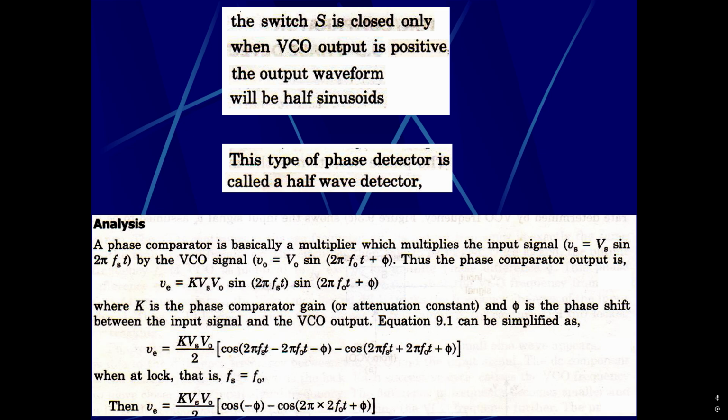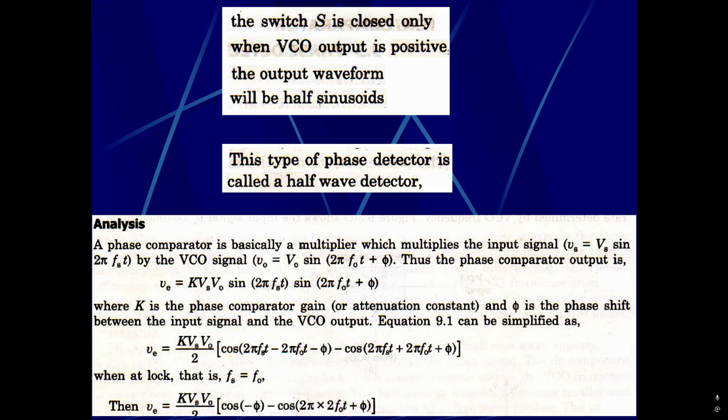Analysis. A phase comparator is basically a multiplier which multiplies the input signal Vs equal to Vs sin 2 pi Fs t by the VCO signal V0 equal to V0 sin of (2 pi F0 t plus phi). Thus, the phase comparator output is V equal to K Vs V0 sin of 2 pi Fs t into sin of (2 pi F0 t plus phi), where K is the phase comparator gain or attenuation constant, and phi is the phase shift between the input signal and the VCO output.